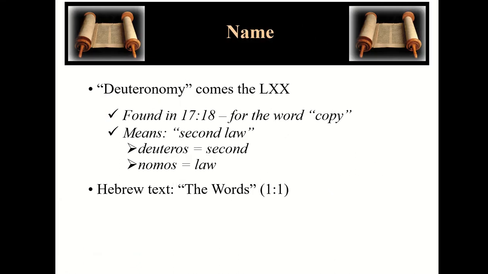The name Deuteronomy comes from the Septuagint translation. It's found in chapter 17, verse 18, the word for copy. This literally means the second law. It's a compound word meaning the second law. Well, this is actually not the second law like another law being given, but it's the re-emphasis of the law, or the law being emphasized again.